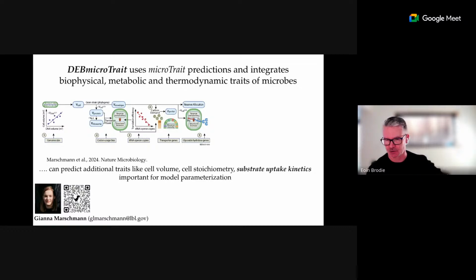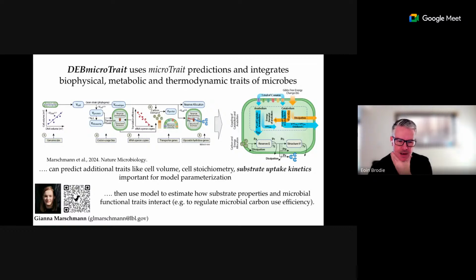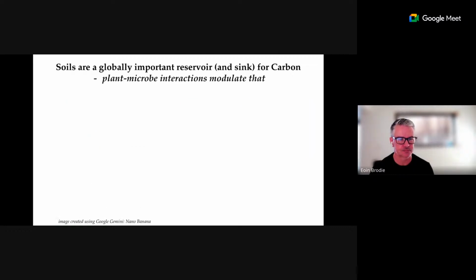And as you remember, I started off talking about how only a fraction of a percent of microbes on Earth have actually been cultivated. So we don't have observations of those. We will never have observations for most of those. So we need a theoretical approach to try and predict the substrate uptake kinetics if we're to use these approaches in our models. And that's what we've tried to build here. So again, we're using this DEB microtrait model to try and synthesize the interactions of these traits and predict things like these uptake kinetics.